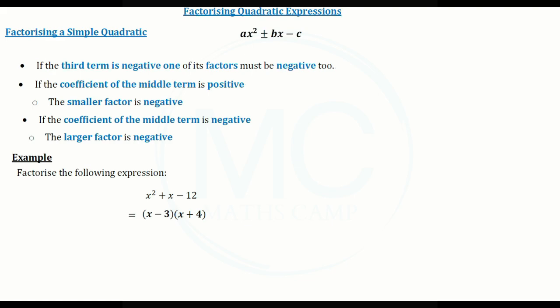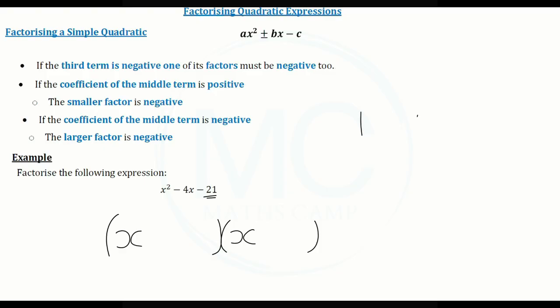Let's do one more example. Factorize the following expression: x squared minus 4x minus 21. Let's put in our brackets. Let's fill in our x terms. Now we need to find our constants. Our constant value c is negative 21. So let's find the factors of 21. We have 1 and 21, and 3 and 7.